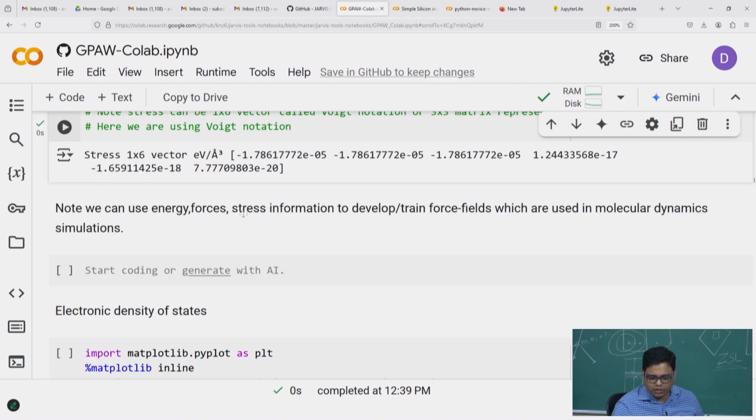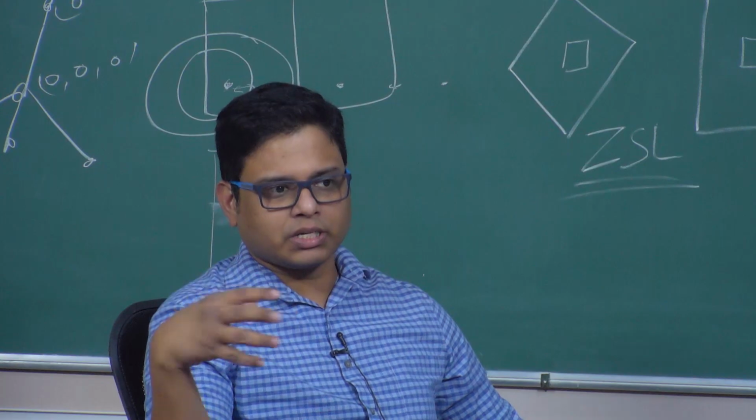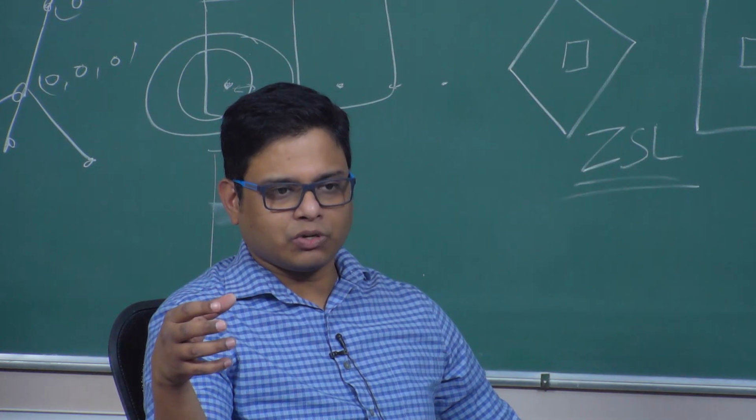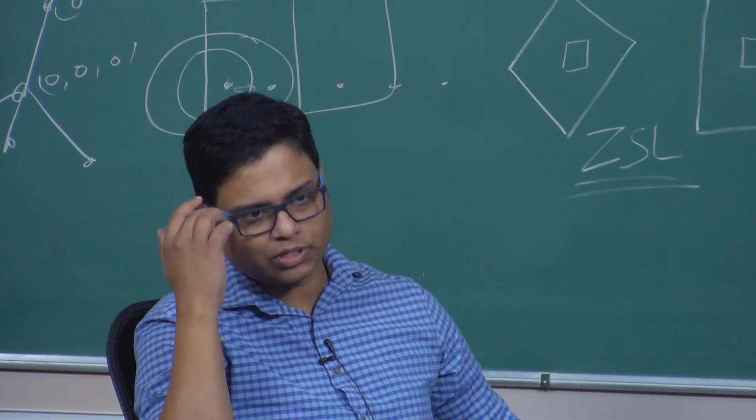Now we can use energy and force to make force fields. Suppose you do this on many systems and get the energy and force data. Then you represent the atomic structure with a graph or descriptor and train to get something called a machine learning force field. We will try to do this for one of the exercises, I think on the third or fourth day.